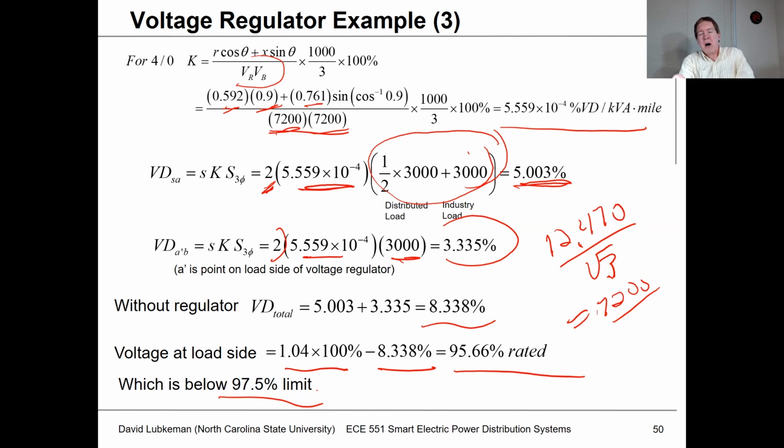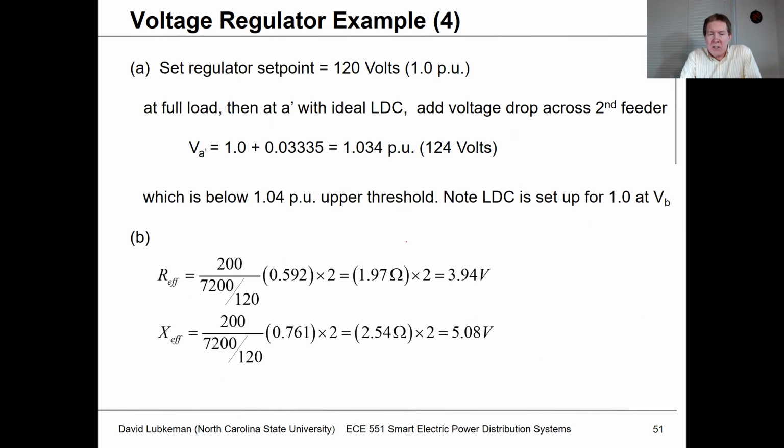Because you have to keep in mind that when you get to the customer, there's some transformer drop as well, right? And so we have to take that into account. So we're a little bit on the low side. We've got to boost this voltage up. So now that I know the extent of the problem, and I know that with full loading on that second feeder segment I get a 3.335% drop, I could start looking at the settings.